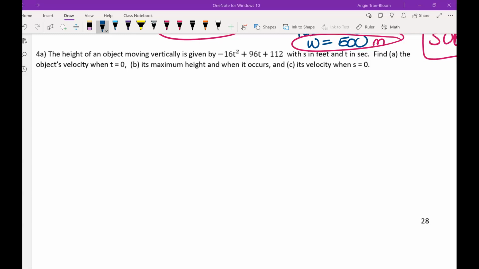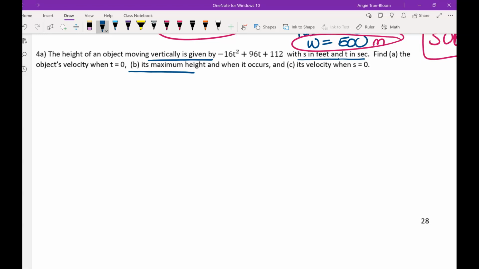Example 4a, the height of an object moving vertically is given by s equals negative 16t squared plus 96t plus 112, with s in feet and t in seconds. Find part A, the object's velocity when t equals 0. And part B, find the maximum height and when it occurs. And C, when the position is 0, find its velocity.